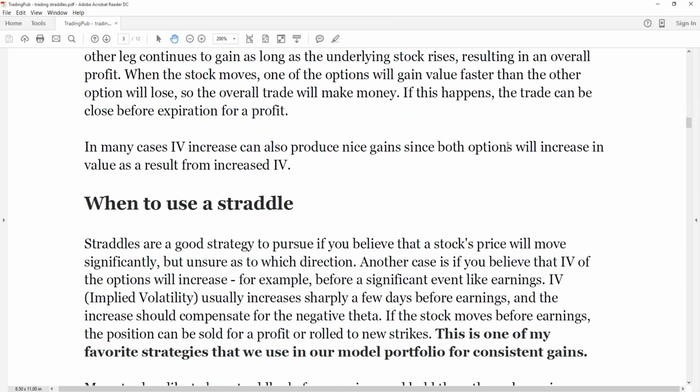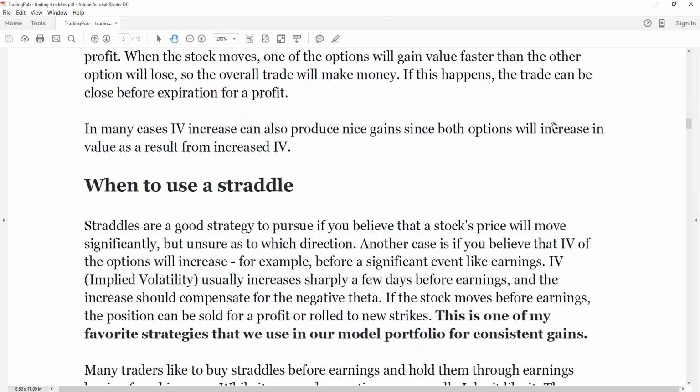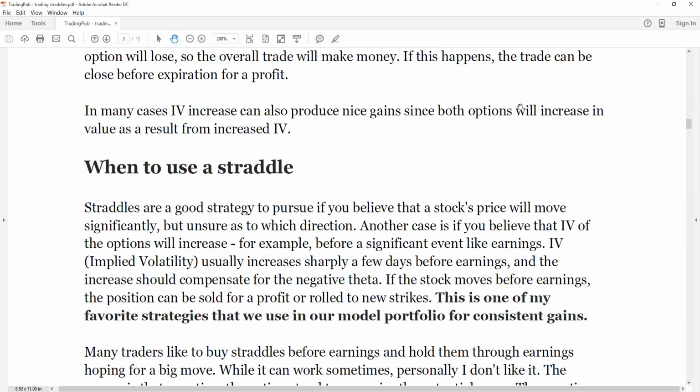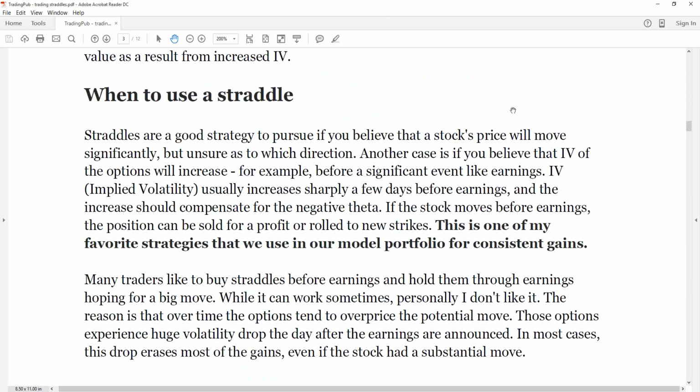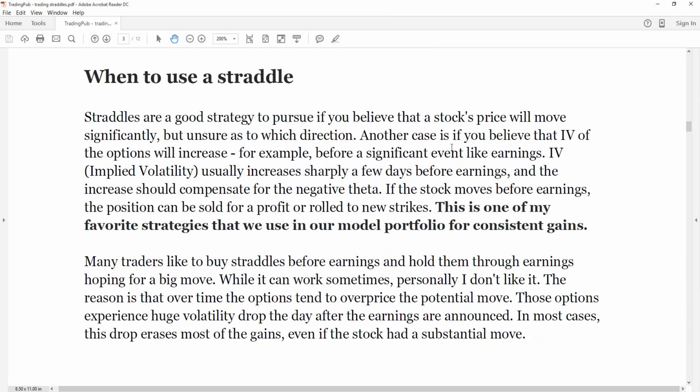All right, so when to use a straddle? Straddles are a good strategy to pursue if you believe that the stock price will move significantly, but you are unsure as to which direction. Another case is if you believe that the implied volatility of the options will increase, for example, before a significant event like earnings. And this is basically exactly what we do with straddle options.